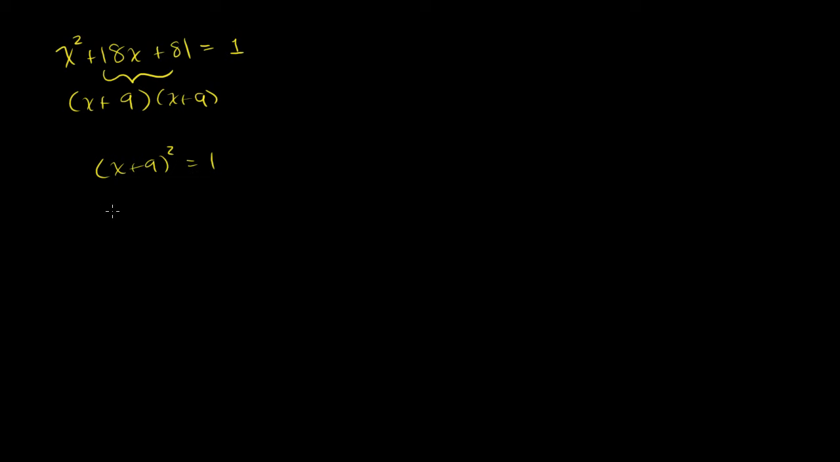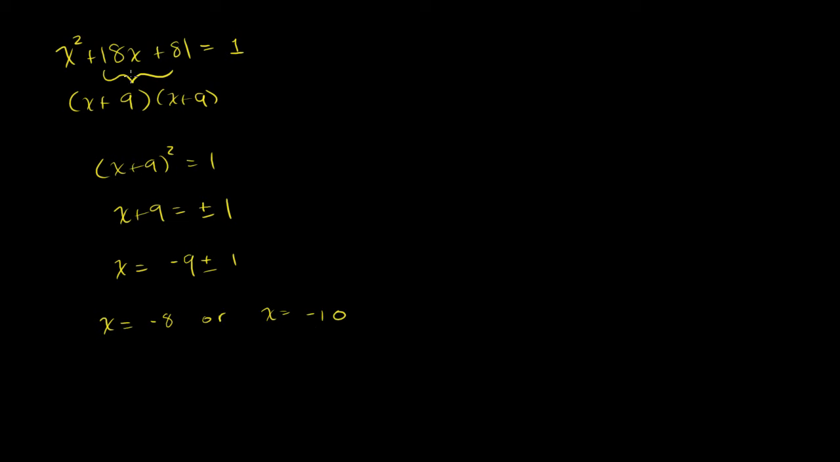Take the square root of both sides. You get x plus 9 is equal to plus or minus the square root of 1, which is just 1. So x is equal to, subtract 9 from both sides, negative 9 plus or minus 1. And that means that x could be equal to negative 9 plus 1 is negative 8. Or x could be equal to negative 9 minus 1, which is negative 10.